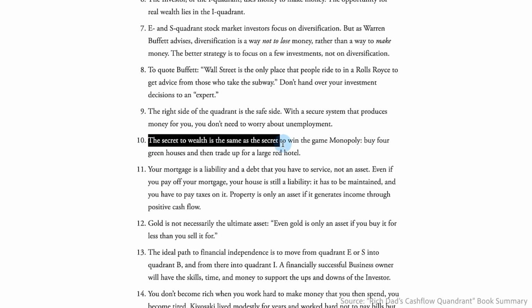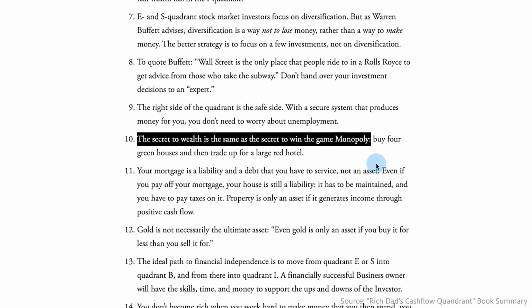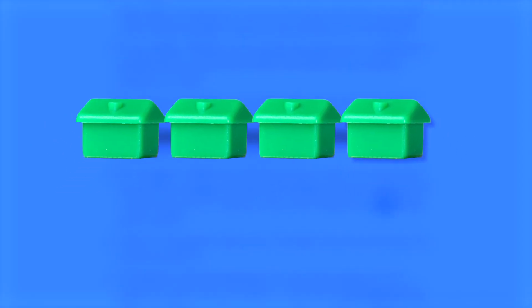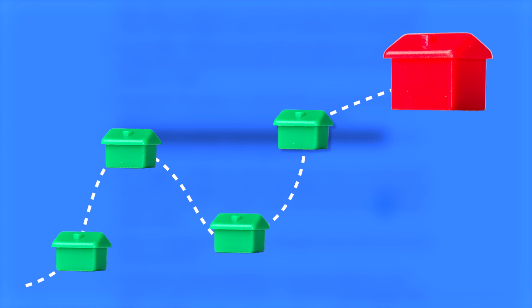Kiyosaki writes that the secret to wealth is the same as the secret to win the game Monopoly. Buy 4 green houses and then trade up for a large red hotel. Start with small steps, the green houses of Monopoly, and gradually build up to larger investments.